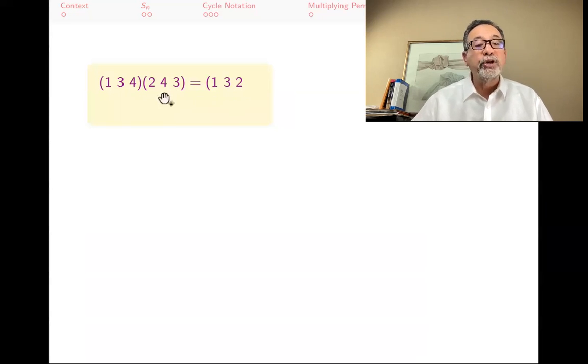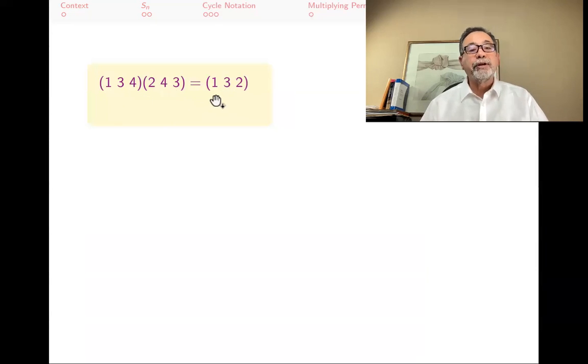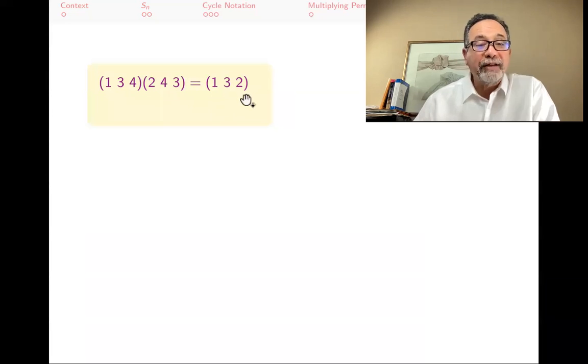Now we worry about 2. 2 goes to 4, 4 goes to 1. So 2 is going back to 1, and we close the parentheses. And the only thing left is 4, and 4 has to be fixed, but you can check that anyway. 4 goes to 3, and 3 goes back to 4.